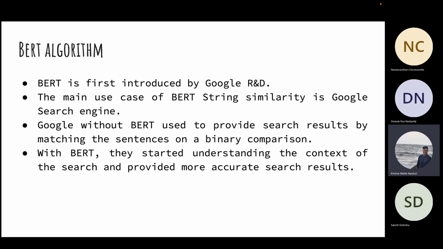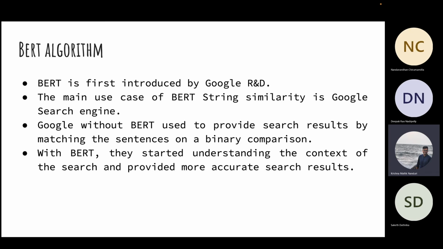So how BERT got introduced to the society is by Google R&D team. The main use case of BERT string similarity is Google search engine. So before BERT in Google search engine, whenever there is a sentence which is not properly framed and does not have all the words in it to get matched for appropriate results, it used to give shabby results, to an extent that it used to understand only some part of the question, and it used to give one-on-one matchings from those words and give results for the user.